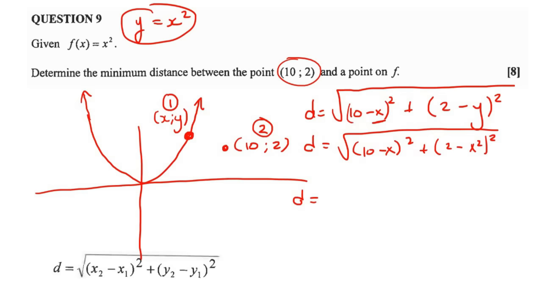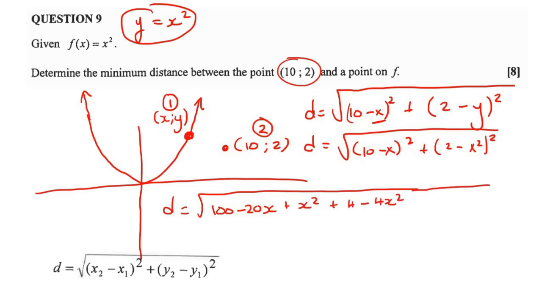And so if you had to multiply the brackets out, you're going to get 100 minus 20x plus x squared plus 4 minus 4x squared plus x to the power of 4. Just want to make sure: 4 minus 4x squared plus x to the power of 4. Yes, now here, listen up, ladies and gentlemen. This is the part that would have confused people, because you guys know what to do. You guys are like, oh, yeah.